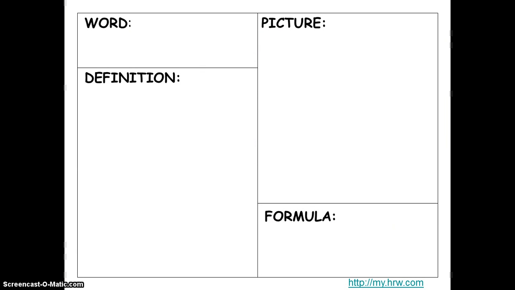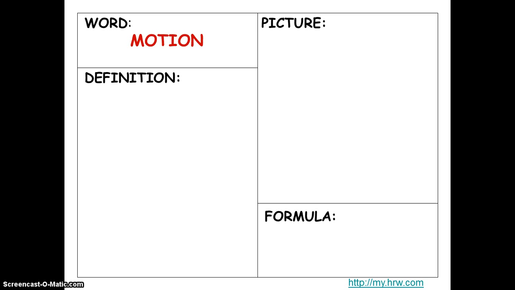Now, this is what we call four squares. If you notice, there's four squares. Actually, a couple of them are rectangles, but we're going to call it four squares anyway. You're going to have a box for word, a box for definition, a box for a picture, and then a box for a formula, if there is a formula that goes with it. Alright, let's go ahead and get started.